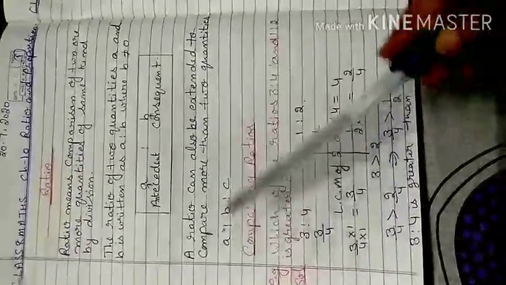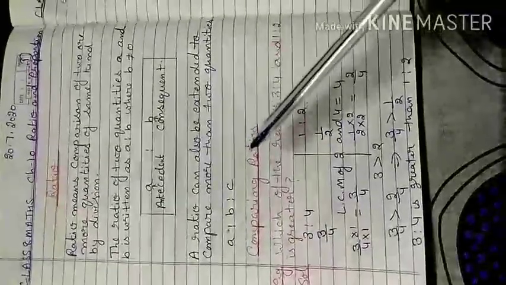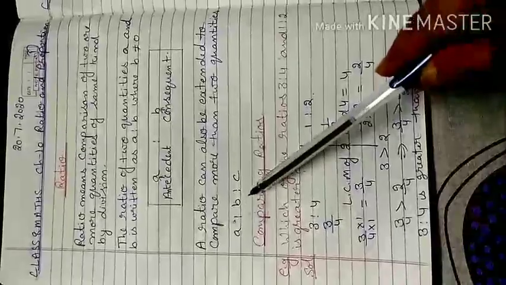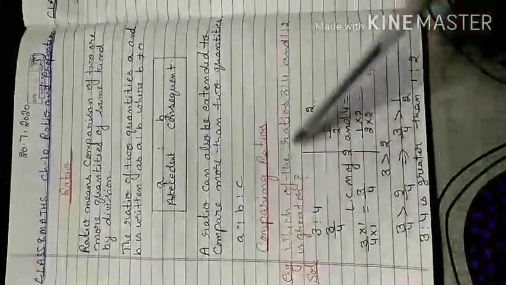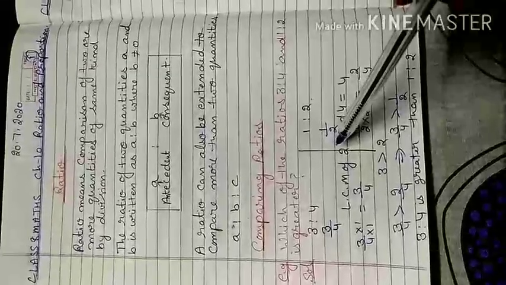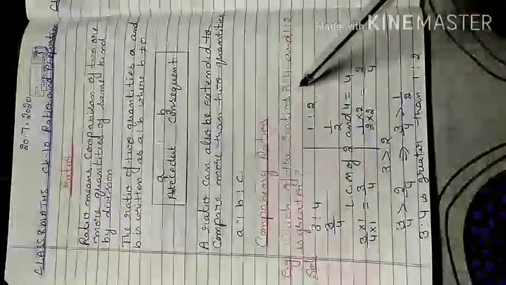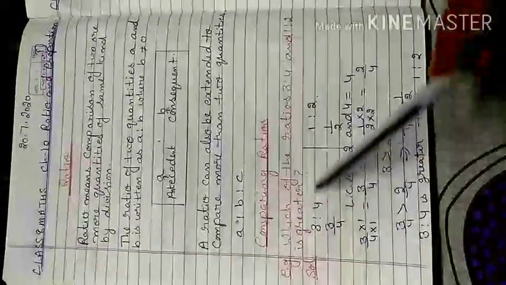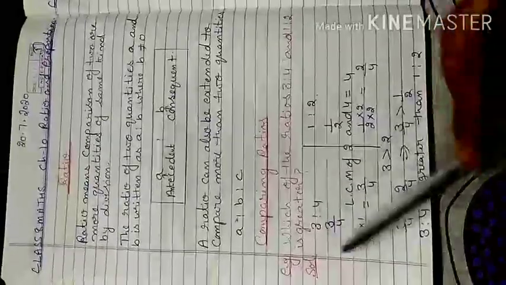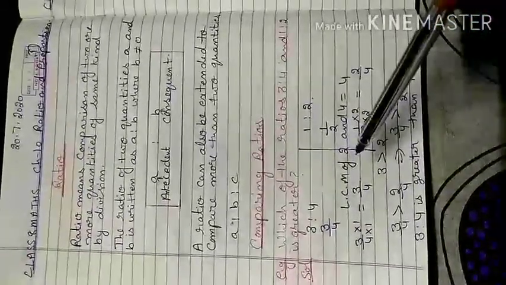So here ratio can also be extended to compare more than two quantities. You can write a ratio also in the form of three quantities, A ratio B ratio C. Now what will you do if you have to compare two ratios? If I have a question, which of the ratios 3 ratio 4 and 1 ratio 2 is greater, in this case first you will write these two ratios separately, like in fraction form.